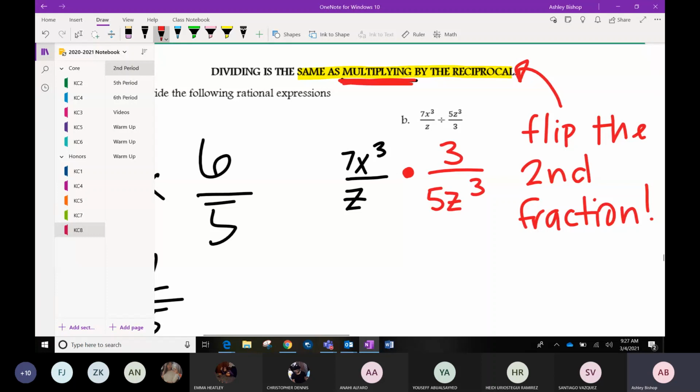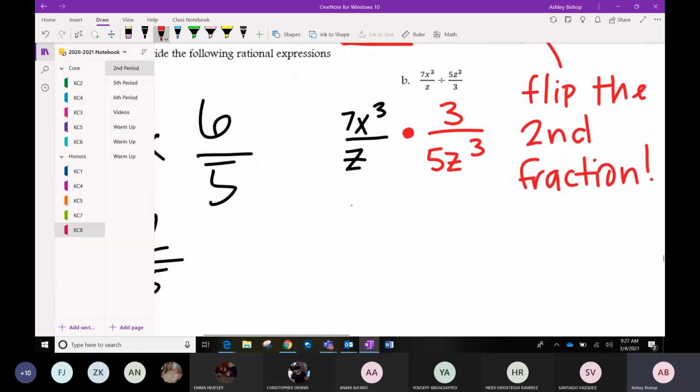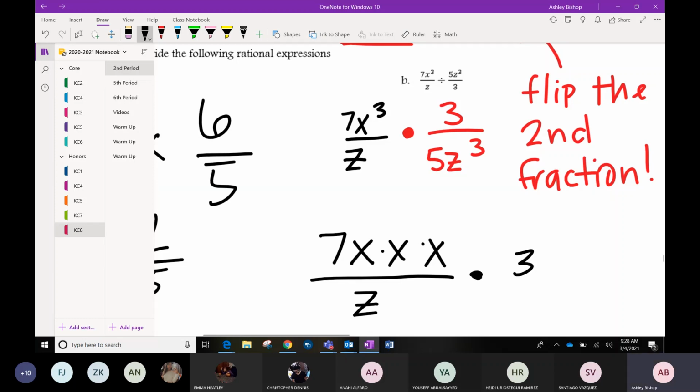Now this just becomes a problem that we did before. Now I can do the rest of the steps like we just did. Now this is a problem where I need to clean it up though. I need to expand this. So I see that I have 7x to the third power. So I'm going to rewrite that as 7 times x divided by just z. So there's nothing to clean up there. Times 3 on top, just 3, over 5. Z to the third power, I can take that and write it as z times z times z.